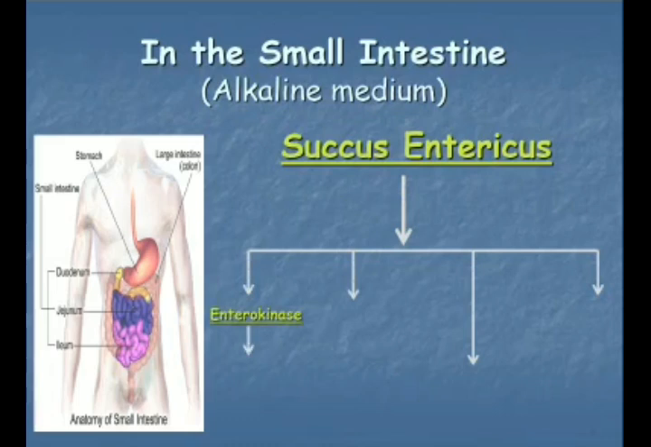This enterokinase stimulates the pancreas, and the pancreas after stimulation releases trypsin, and trypsin is a proteolytic enzyme. So friends, we have seen the enterokinase. Now Succus entericus also contains a proteolytic enzyme called erepsin. This erepsin converts protein into amino acid.